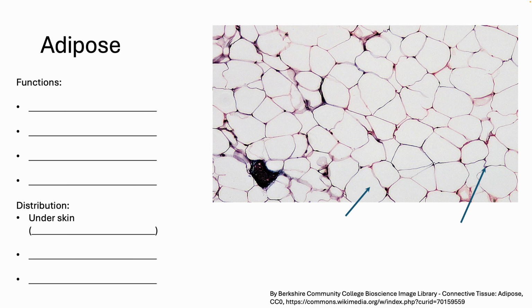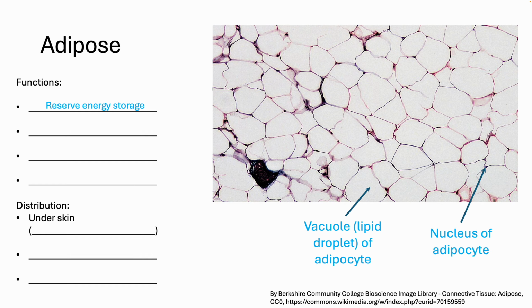Adipose tissue is going to have a matrix like areolar, but more sparse. It is largely going to consist of vacuoles, which are lipid droplets of the adipocytes. While you can see that the vacuoles are so large that they tend to push the nucleus to the edge of it.